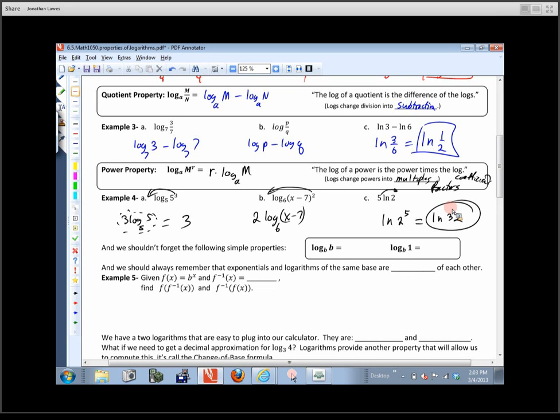Last two properties, just a quick reminder. Log base b of b is 1, because b to what power equals b? That would be 1. And the log base b of 1 is 0. Any number to the 0 power would equal 1. We're going to stop right there.